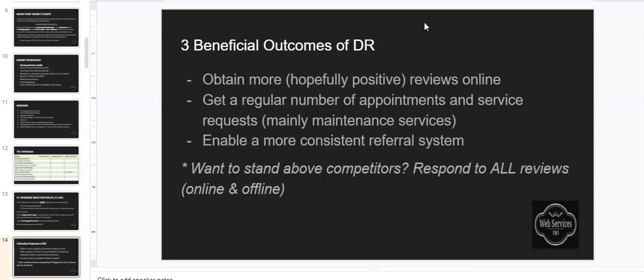So the 3 beneficial outcomes. You're going to not only mention that, okay, we're running this deal or special, but you're also going to be asking for reviews, for them to leave reviews if they haven't already.